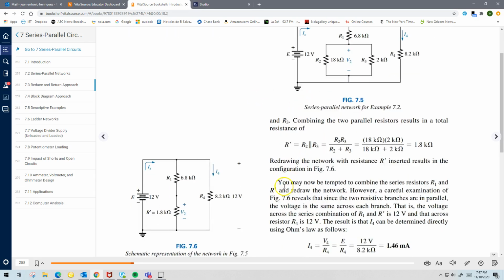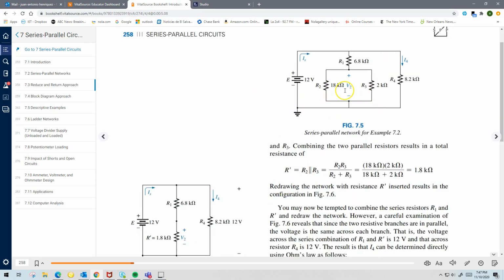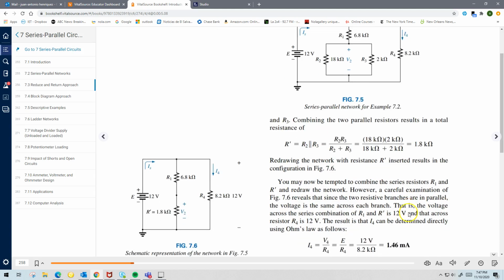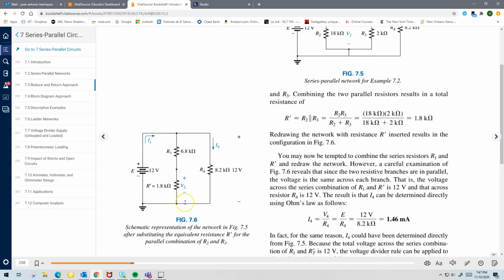So if we combine R2 and R3, again, the shortcut method, 18 times 2 over 18 plus 2 gives you a 1.8 kilo ohm resistance. And if you were to draw that circuit, this circuit here, it becomes this one now, right? Okay.